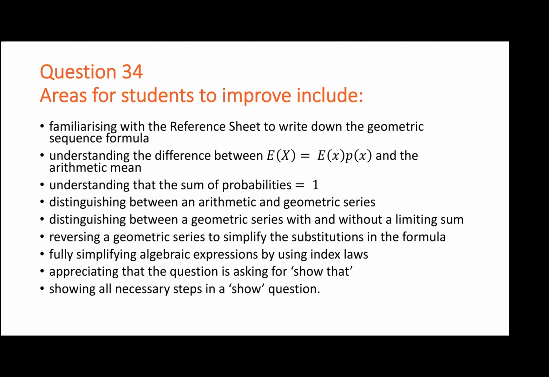Some students were confused. They assumed that it was arithmetic. And then distinguishing between a geometric series with and without a limiting sum. So some students thought that it was a limiting sum, so that there was a different formula used. What we found was students who reversed the geometric series to simplify the substitutions in the formula were better off because it started with r, then r plus r squared plus r cubed, etc., rather than r to the n and going down that way.